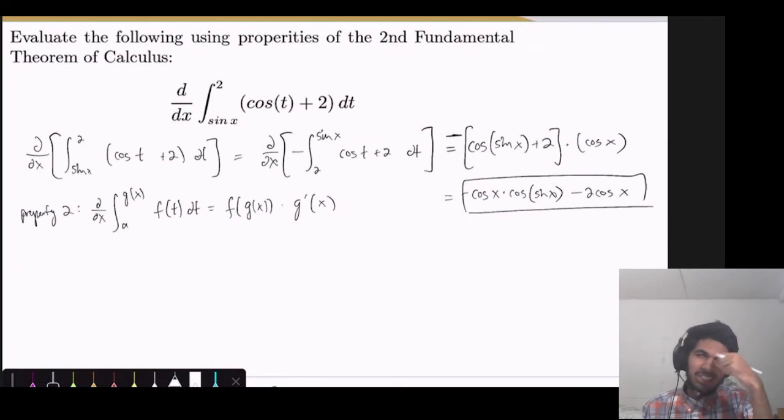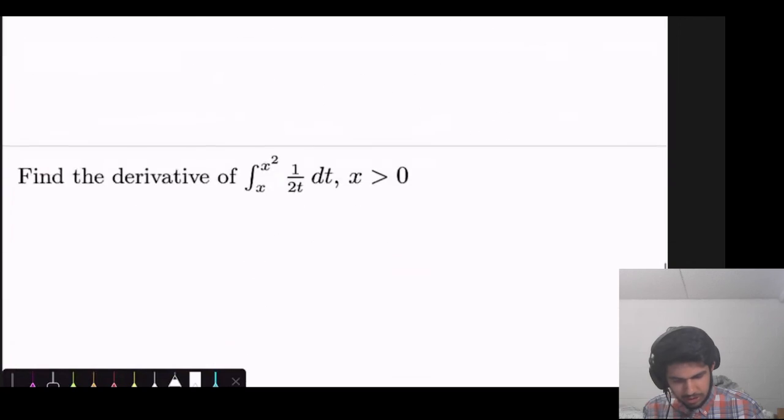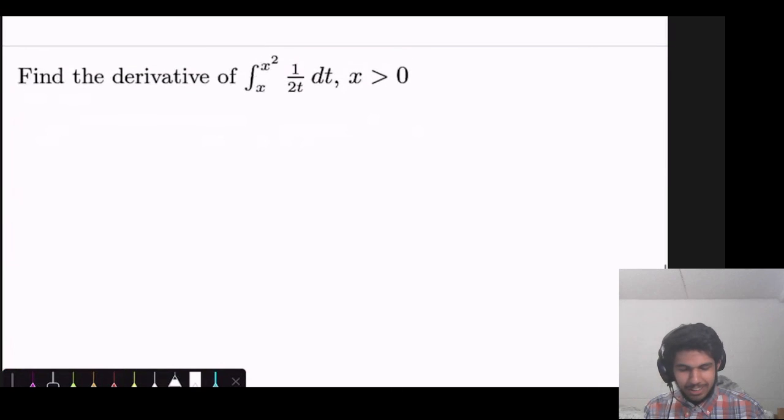So now we can start to handle antiderivatives or integrals with functions as their limits. It's a little bit messy, but once we become familiar with these properties, it's a little bit more of a breeze. Let's do another one. We want to find the derivative of this integral, and notice how now we have two functions. So that's kind of annoying. How are we going to do this?